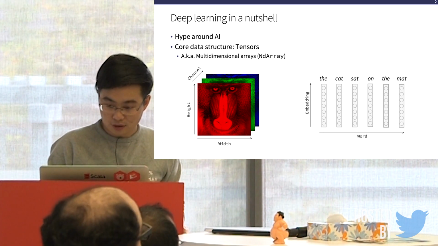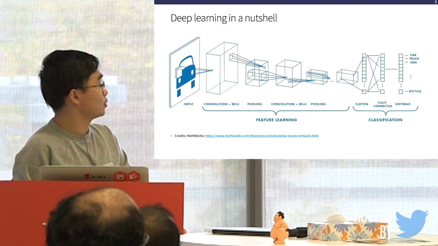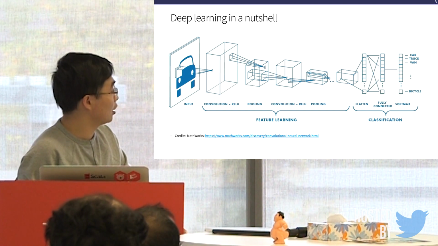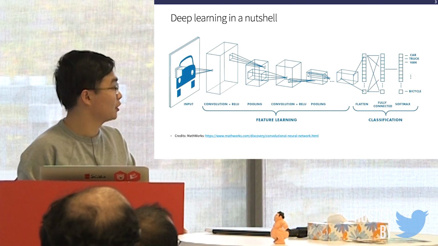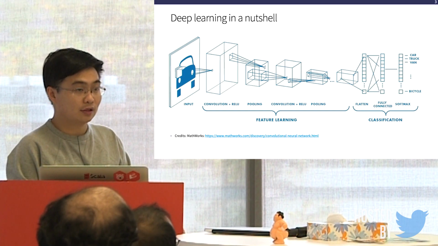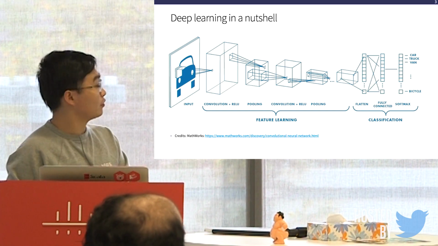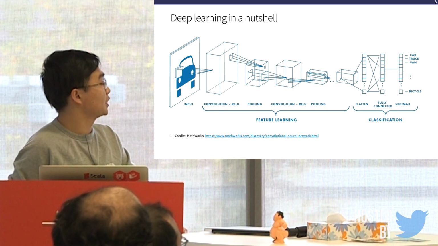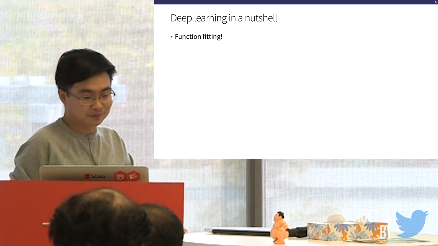Deep learning usually, for example in computer vision, comprises stacked layers of small functions like convolution, rectified linear units, pooling layers, fully connected layers, softmax, and whatever. So the whole thing is a composition of smaller blocks. And given this huge function, we can learn it from existing data. So deep learning, in its essence, is just function fitting.